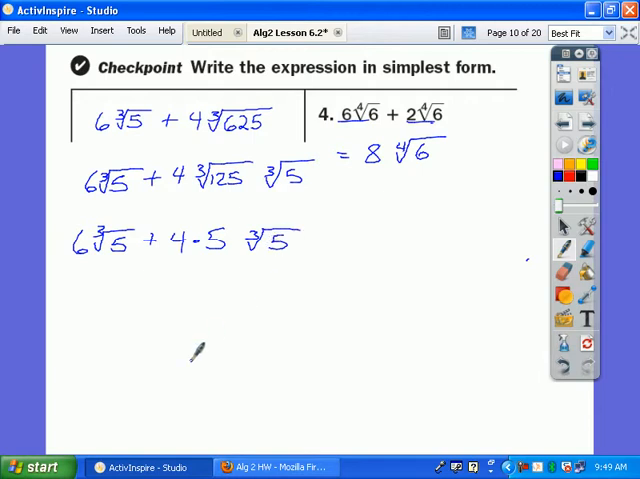And so what ends up happening is we get 6 times the cube root of 5 plus 20 times the cube root of 5, and now I see I have 2 cube roots, both have 5 underneath them, so now I can add. So we have 6 cube root of 5 plus 20 cube root of 5, and so that's going to equal 26 cube root of 5.